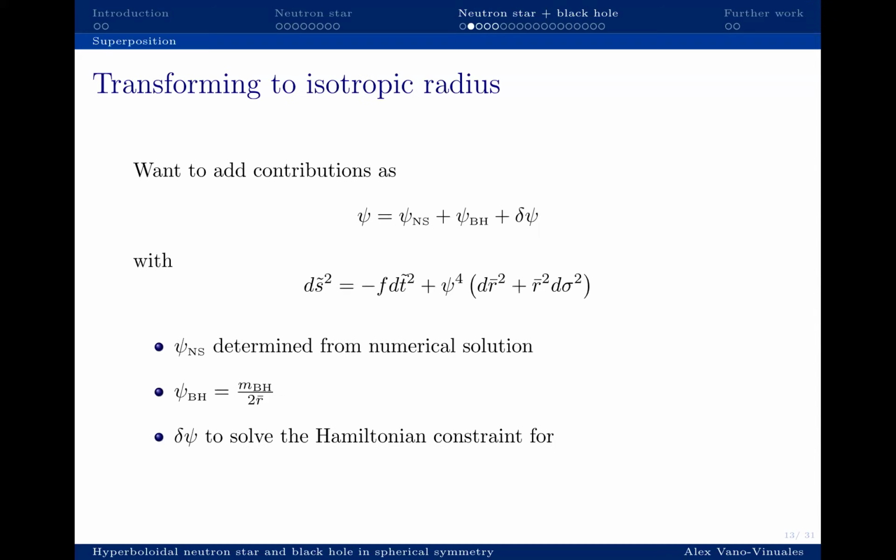So, all right, we already had our neutron star, and now we want to, as I mentioned, add the contributions of both neutron star and black hole in this form, where this psi would be the conformal factor you would write in the metric in this way. So it multiplies the whole spatial part. This psi in the neutron star can be obtained from the line element we calculated before, just numerically.